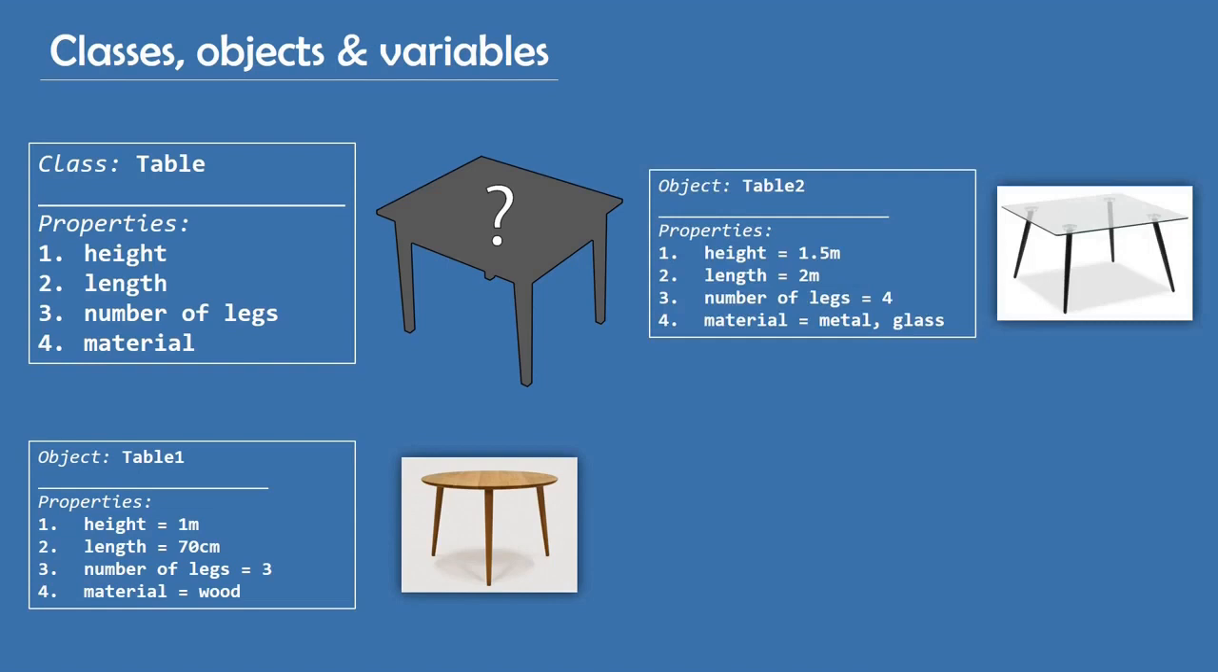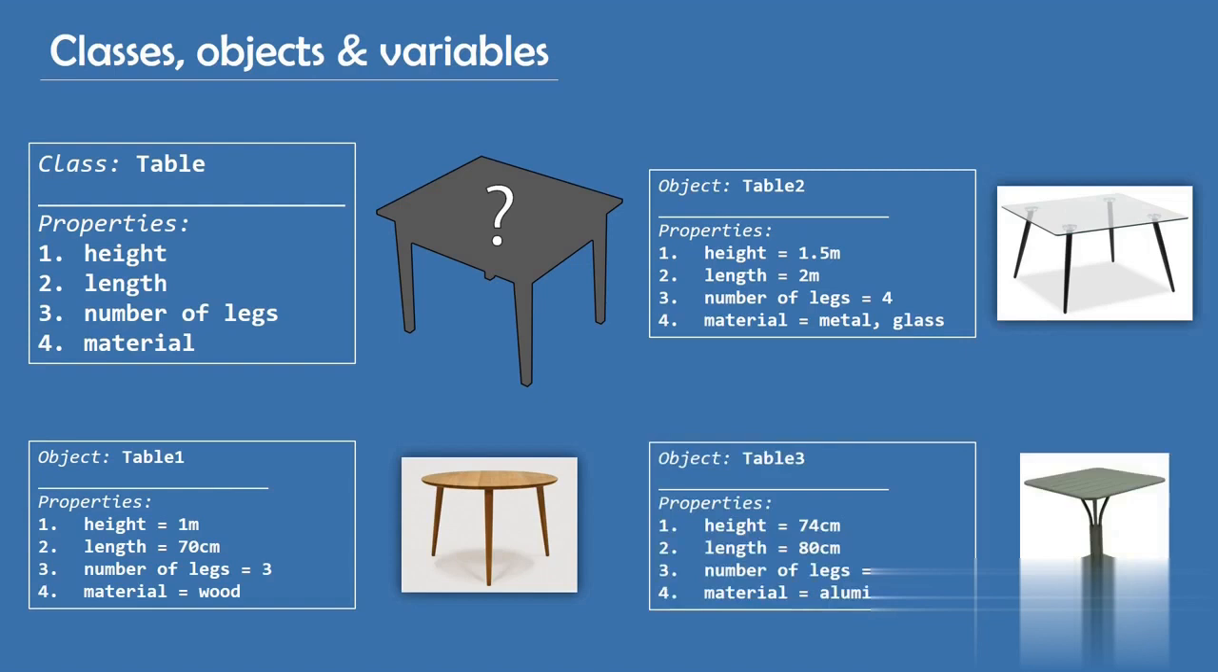Next, we have another object of the same class, table 2, with a height of 1.5 meters, length of 2 meters, 4 legs, and it's made out of metal and glass. Finally, we have table 3 with the height of 74 centimeters, length of 80 centimeters, 1 leg, and aluminium as the material. You can see that all these objects are instances of the class table, and they all have properties of that class, but the values of those properties are different for each object.